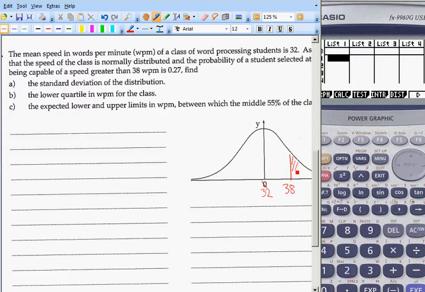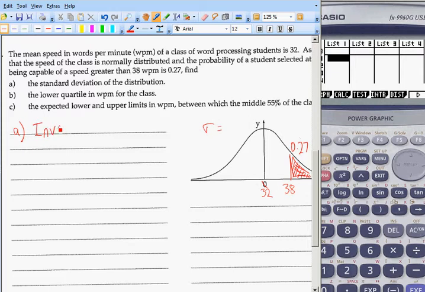And the probability of someone having a speed greater than that is the same as the area under the curve above that mark, and that area we're told is 0.27. So we've been given the area this time, the probability, we don't have to find it out. Part A says to find the standard deviation, and that's right, we haven't been given a standard deviation for this question. So this sounds like an inverse problem.